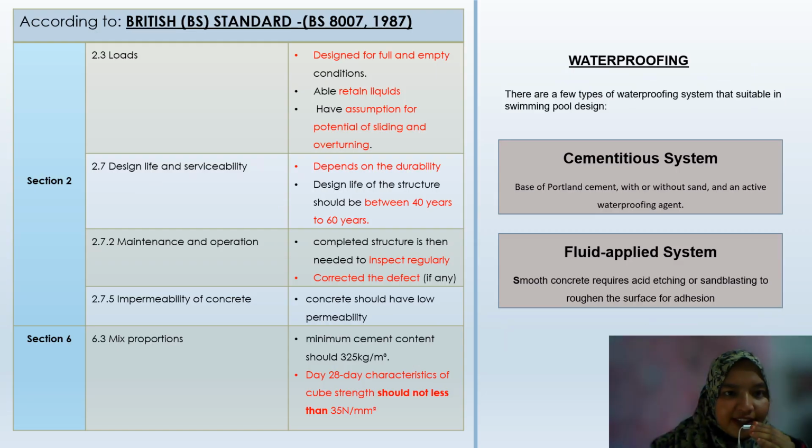According to BS 8007, Section 2 and C is referred to for the design of swimming pools. A few elements have been recommended in this standard, but I just wanted to highlight in section sheet 6 that the cube strength should not be less than 35 Newton per mm square. Then, the waterproofing systems suitable for the design of swimming pools are cementitious or fluid applied systems.